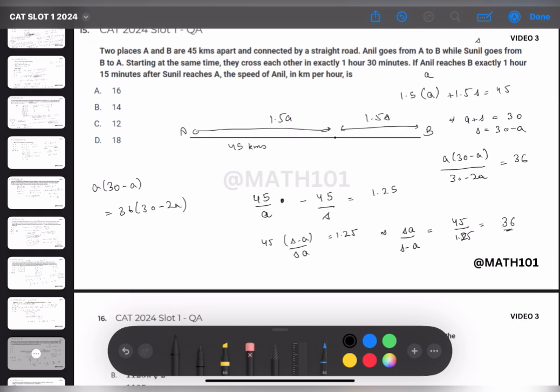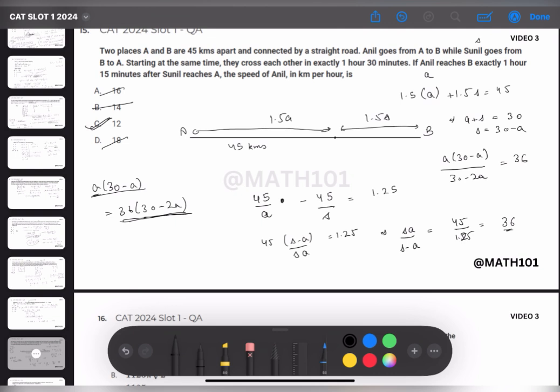Instead of solving, we can also use the options here. A cannot be 16 or 18 because then this thing will be negative and these two will be positive, so these two are eliminated. If A is equal to 14, then we'll have a factor of 7 on this side, but there won't be any 7 from this side because 30 minus 2 into 14 will be 2. This will be 72 and this would be a multiple of 7. So this is also rejected. So the answer should be C.